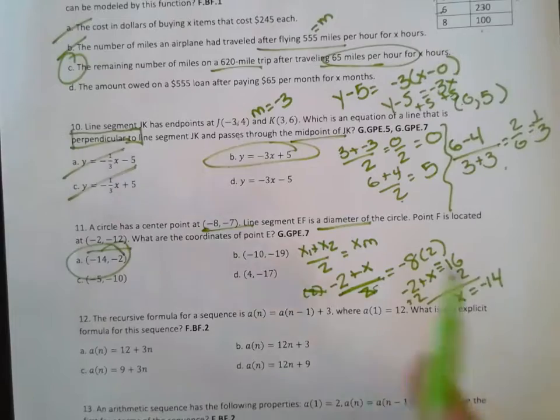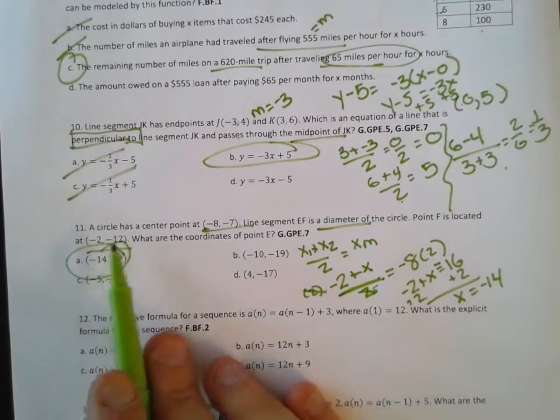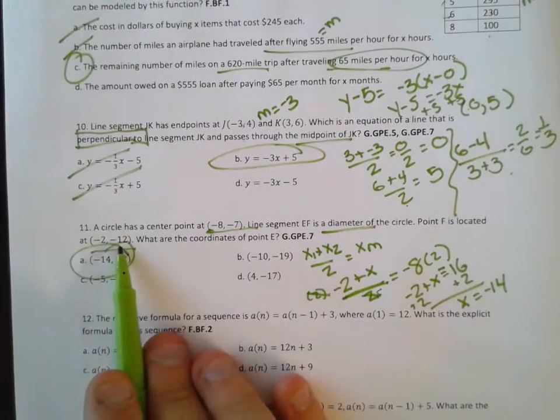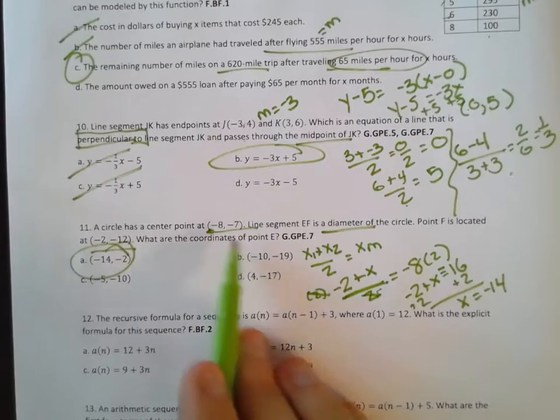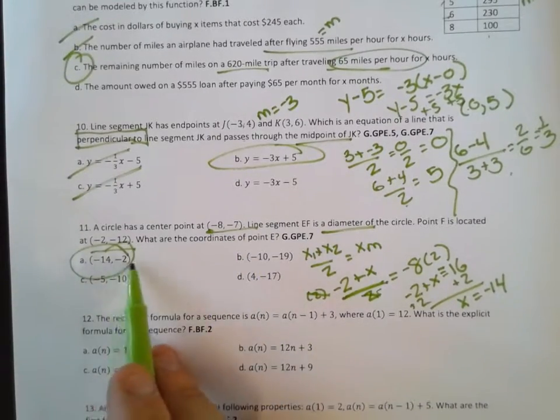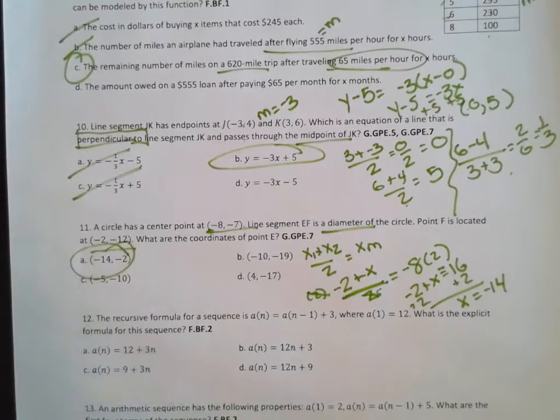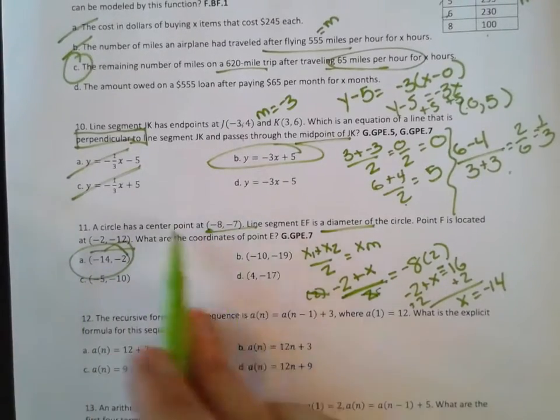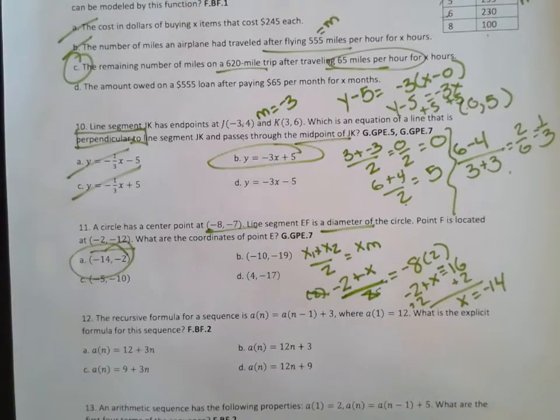You could do the same thing for y. You could have done negative 12 plus y divided by 2 equals negative 7, and you would have gotten the same answer. You would have gotten negative 2 as your y-coordinate. Obviously, if there are multiple negative 14s, you would have to figure out what the y-coordinate is. And again, you could have just plugged each coordinate in and seen if you got your midpoint out. But again, that takes more work, especially if your answer is D. In this case, it was A, so it would have been just as quick.